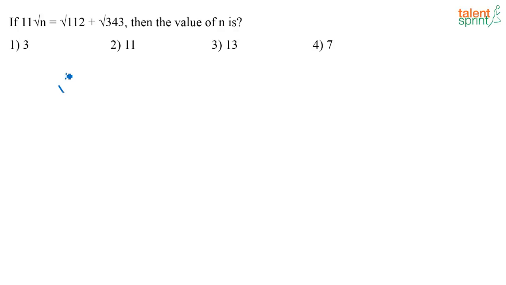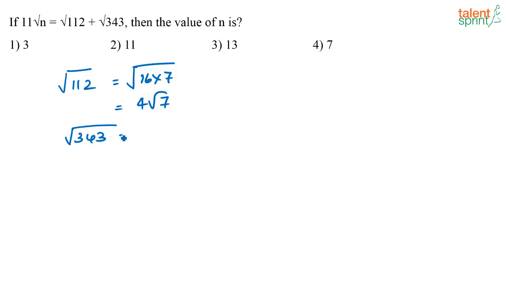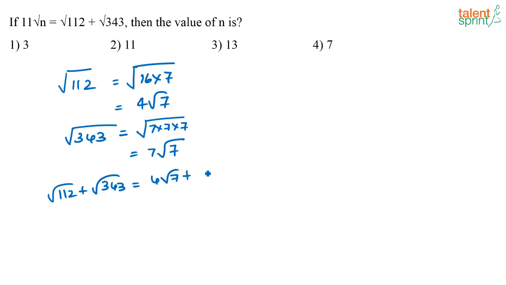How do you solve this? See, root of 112 you can write as root of 16 into 7, which is nothing but 4 root 7. Similarly, root of 343 is nothing but root of 7 into 7 into 7, which is equal to 7 root 7. Now when I add these two, root of 112 plus root of 343, I get 4 root 7 plus 7 root 7, which is equal to 11 root 7.